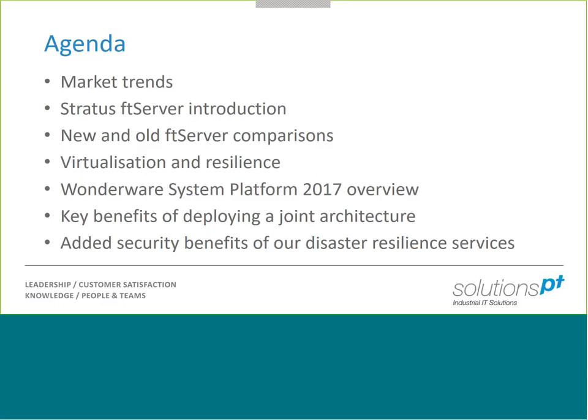As I said earlier, we've got Andy Graham joining me here today. So he's going to provide an overview of Wonderware System Platform 2017. In tandem with that, we would like to share the key benefits of deploying a joint architecture with Wonderware System Platform hosted on a Stratus server. Following on from that, we're going to share some of the added security benefits of our disaster resilience service.